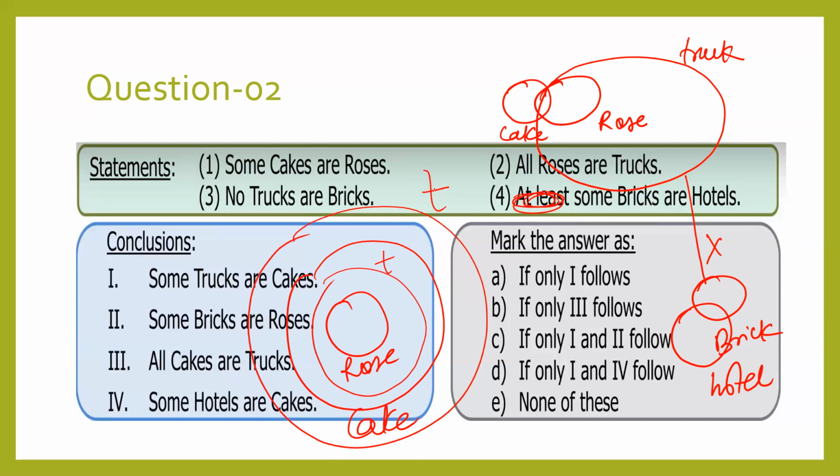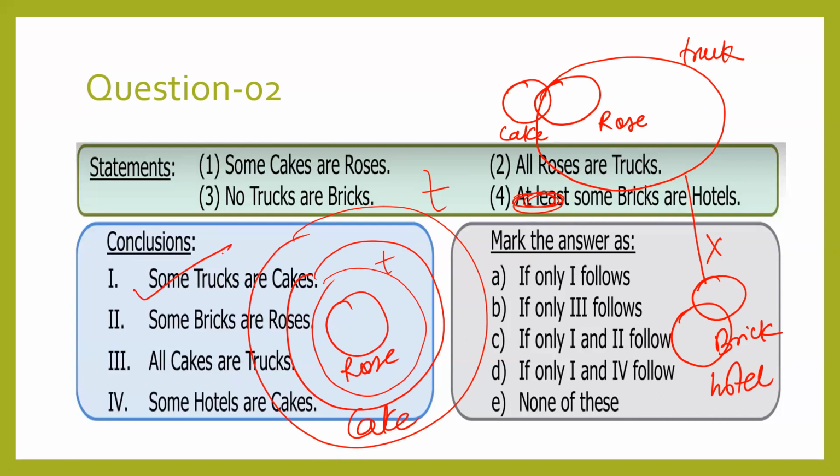So the truck would be either here or here. So if I say that some trucks are cakes, here you are getting some trucks are cakes, and here also. Some cakes are trucks. I think in all possibilities you are getting that diagram, that some trucks are cakes.